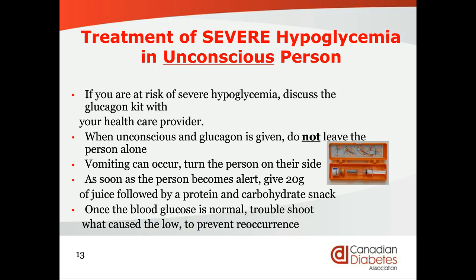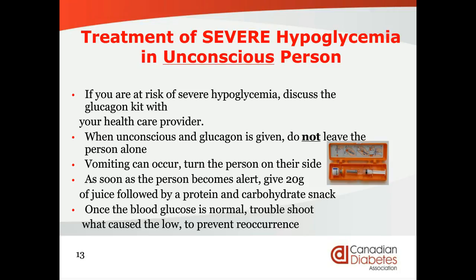What about someone that is unconscious, that's not responding to you? One of the things to keep in mind is that if you know you are at risk of severe hypoglycemia, discuss the glucagon kit with your healthcare provider. You do need a prescription for this, so you have to get a prescription from your physician or your nurse practitioner. When unconscious and glucagon is given, do not leave the person alone. This is very important because vomiting can occur.